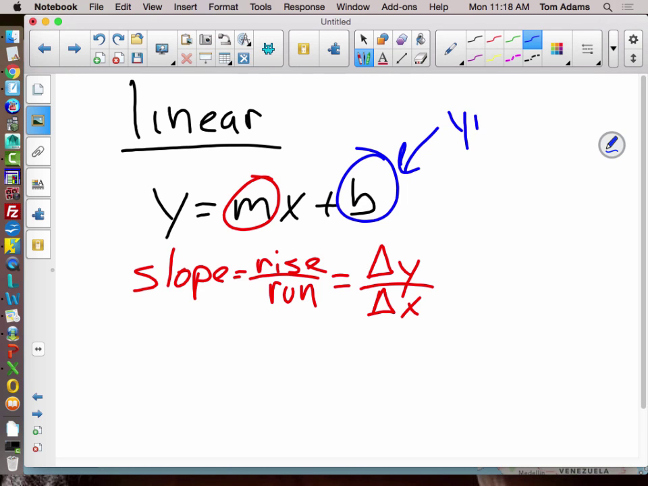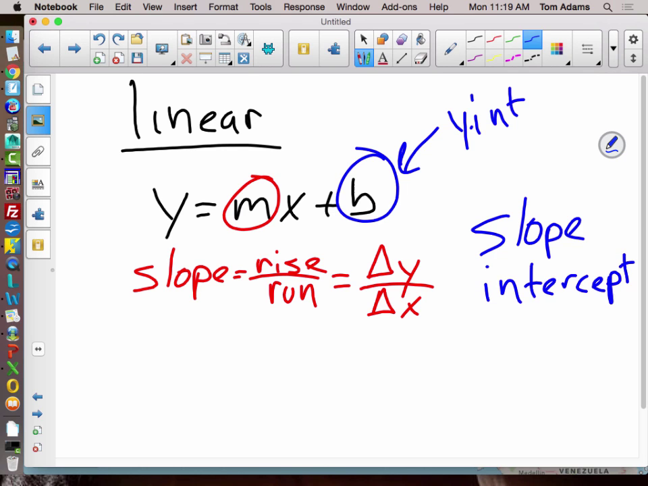So now if I know the y-intercept and the slope, by the way, what do we call this representation? I thought I heard it. This is known as the slope intercept form of a linear equation.